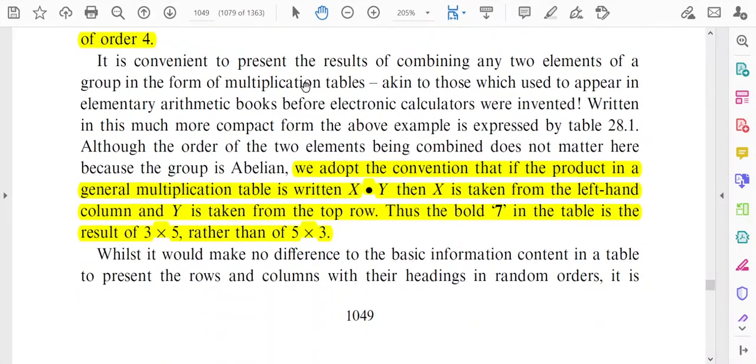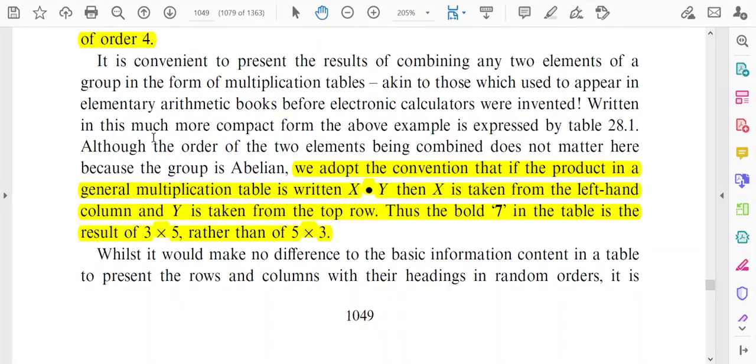Now it is convenient to present the results of combining any two elements of a group in the form of multiplication tables, akin to those which used to appear in elementary arithmetic books before electronic calculators were invented. I think you can remember that in your childhood classes you have learned about multiplication tables. So we are going to prepare something quite similar to that, but these multiplication tables are especially for groups.